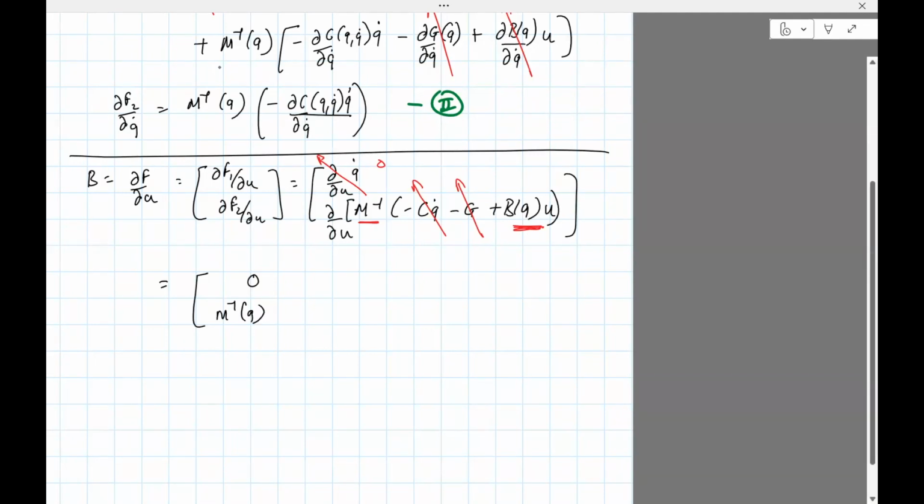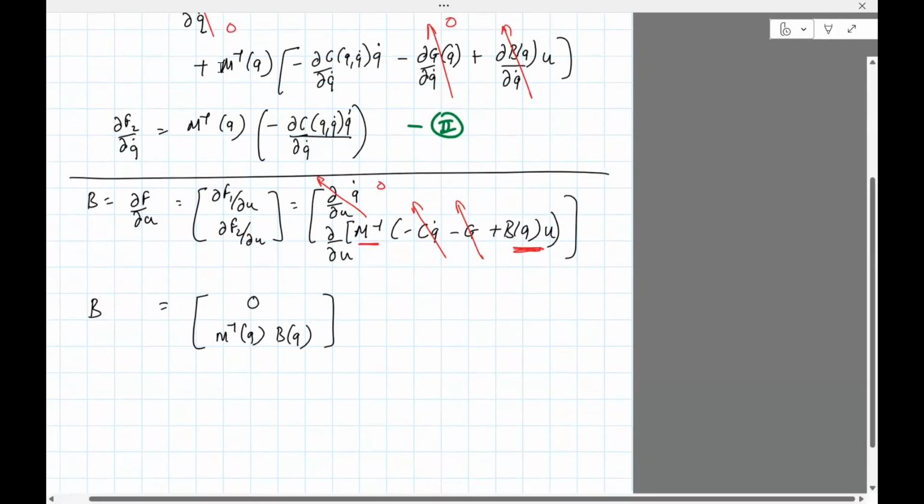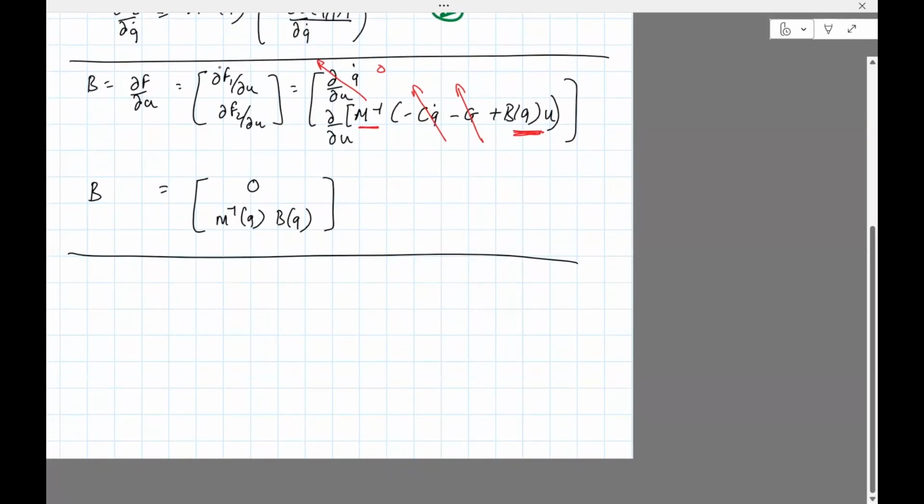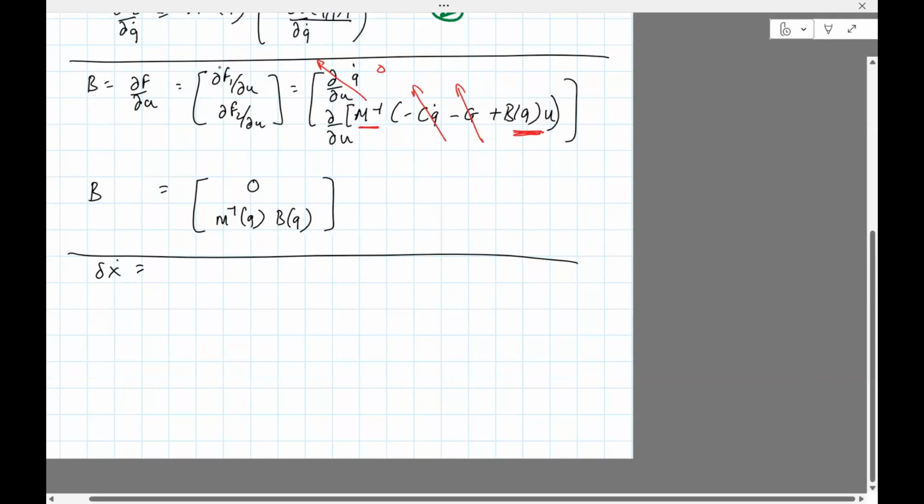M inverse q pq. Okay, so now we're all set to write the equations. We have delta x dot equals A delta x plus P delta u. That would give me, in that form, A would be 0, minus M inverse (C minus G) plus P u.